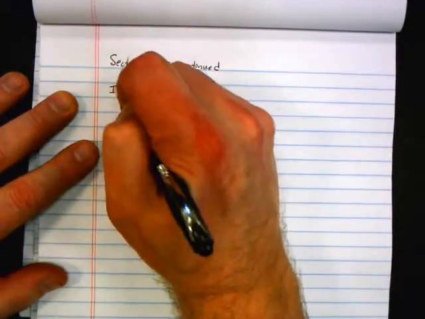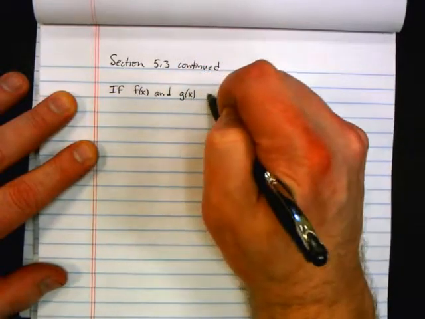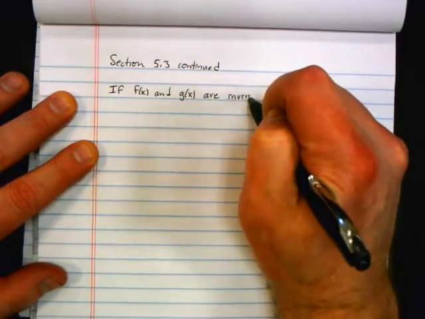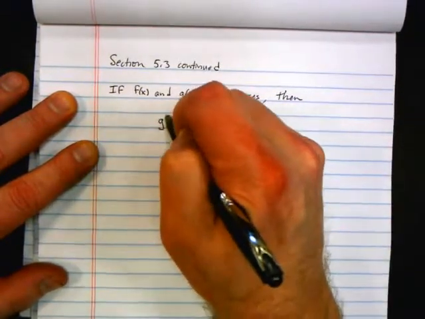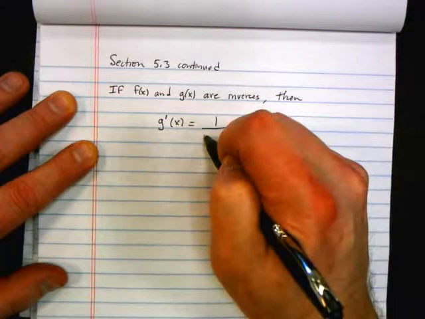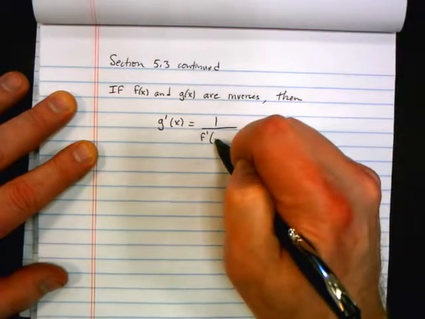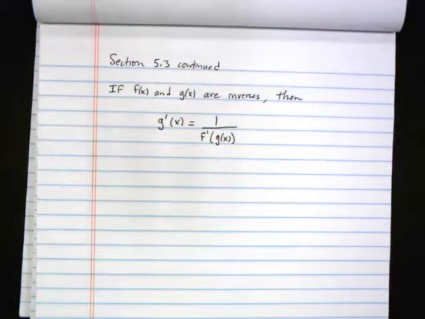We had, if f of x and g of x are inverses, then we had this interesting rule for the derivative. The derivative of g of x is 1 over the derivative of f evaluated at g of x. And I think yesterday we did an example where we had a function where we could not find its inverse, but we could still evaluate its derivative.